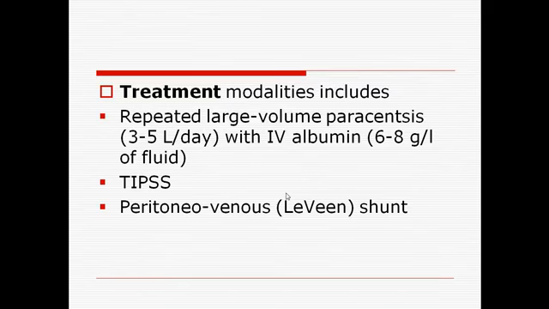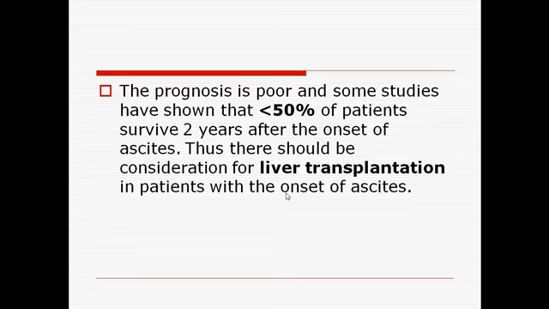Treatment modalities include repeated large volume paracentesis, TIPS and peritoneovenous shunt. Prognosis is poor. You may consider liver transplantation in patients with onset of ascites.